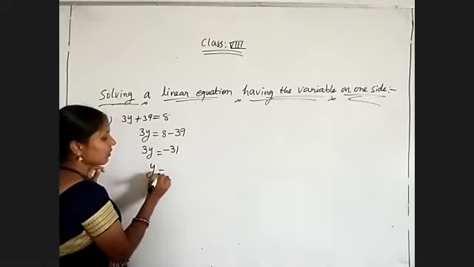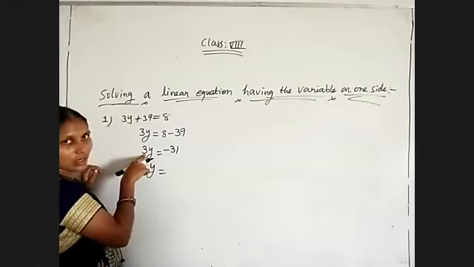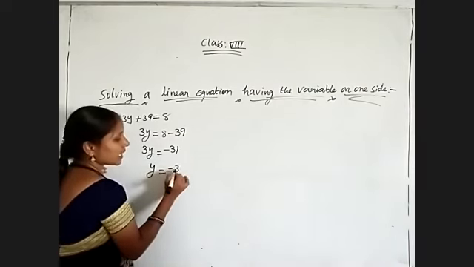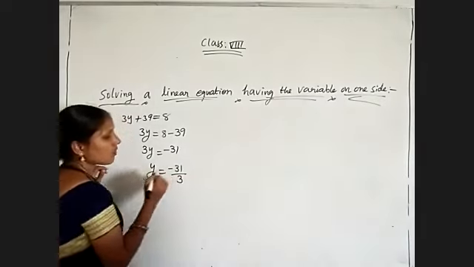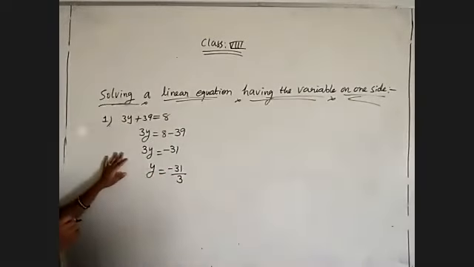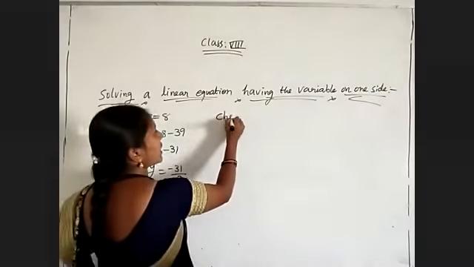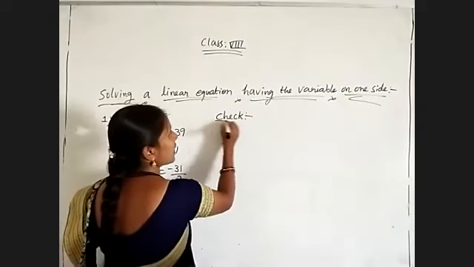So y will be equal to, here it is multiplication, so by transposing it will become division. So minus 31 by 3. So what is the solution of this equation? Minus 31 by 3. Whether it is correct or not, we need to check our result also.